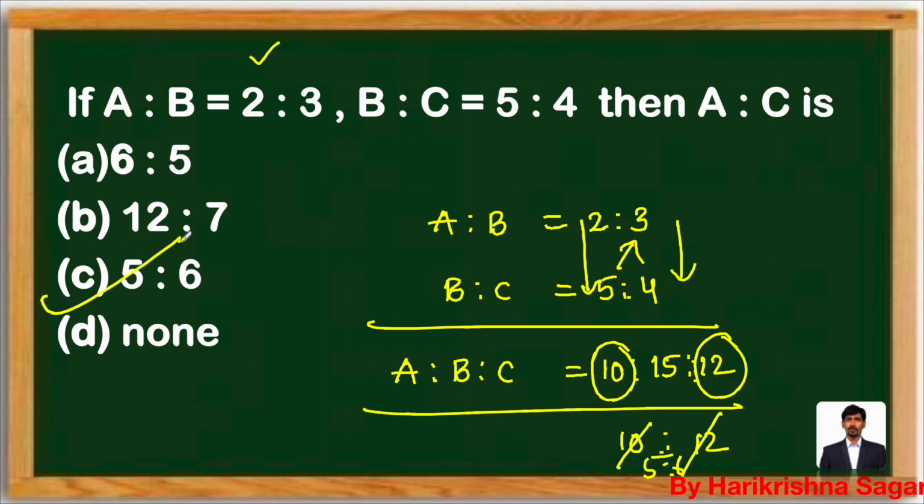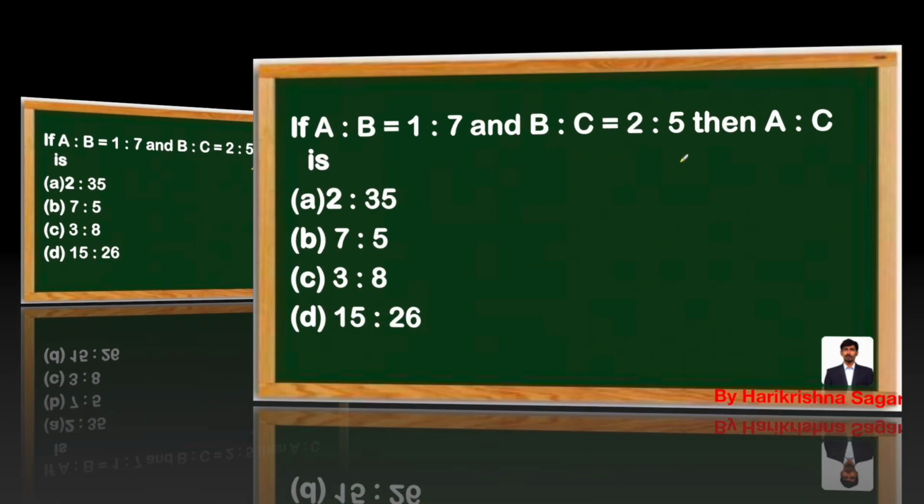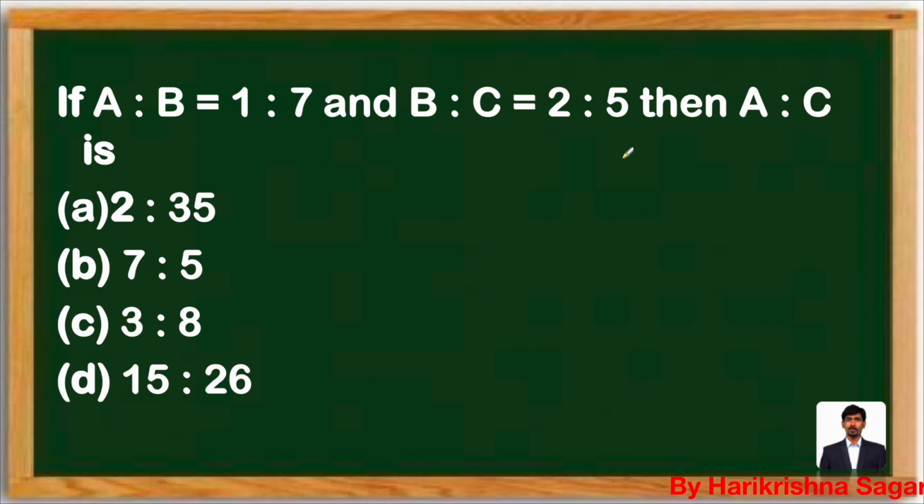And here even finding B value is also not required. That's why if you want to find out directly A is to C, just multiply the first terms, that is 10, multiply the last terms, which is 12. 10 is to 12 is 5 is to 6. Directly also you can say. Let's take one more practice question. Can you please tell me what is the answer for this?